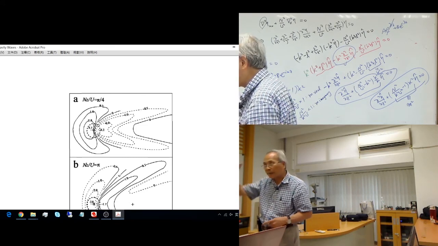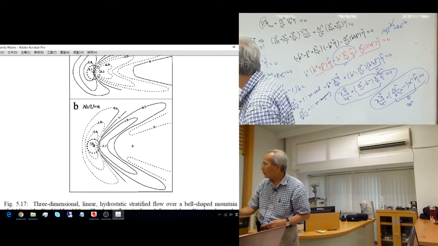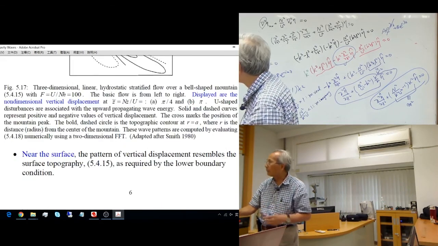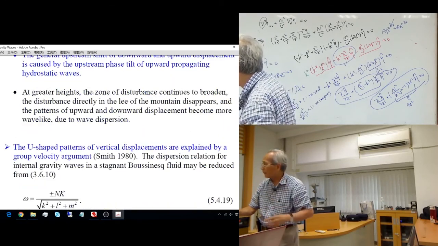So you see your disturbance, this kind of U-shaped disturbance, but at different heights you have different patterns. At one level your upward motion is here, but for a higher level your upward motion is shifted here instead of over the mountain. So vertically there are different wave patterns.